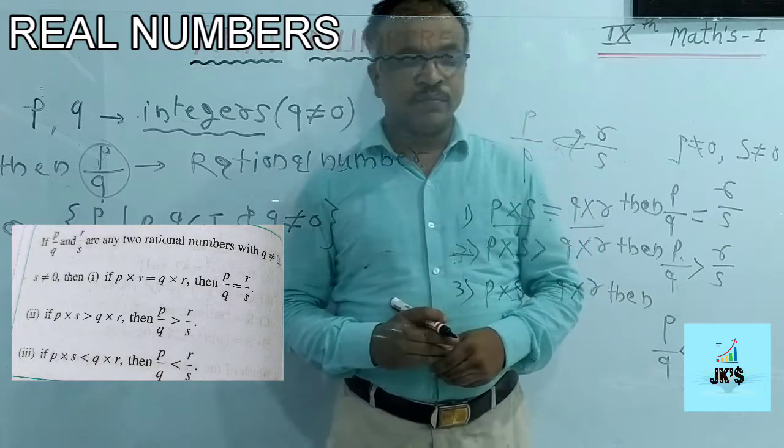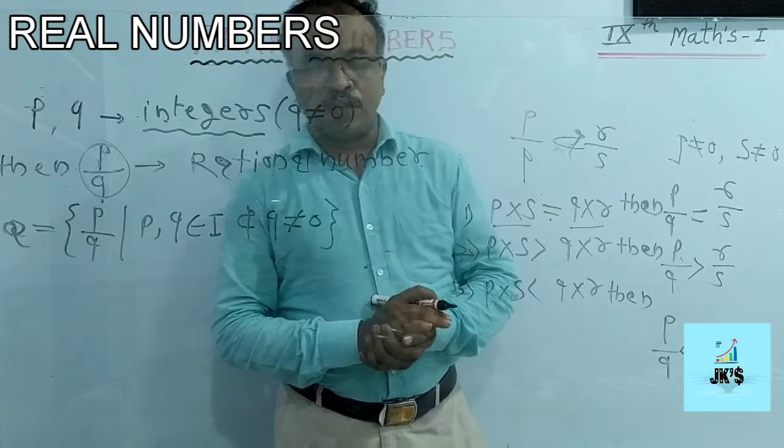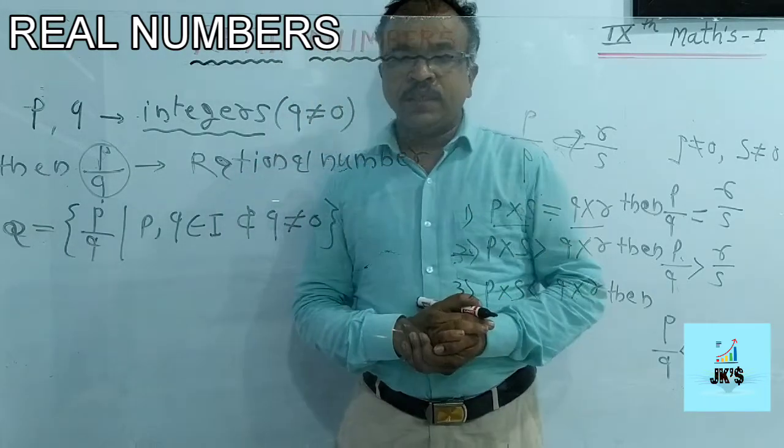Now we come across the properties of rational numbers. That is, first, additive properties.